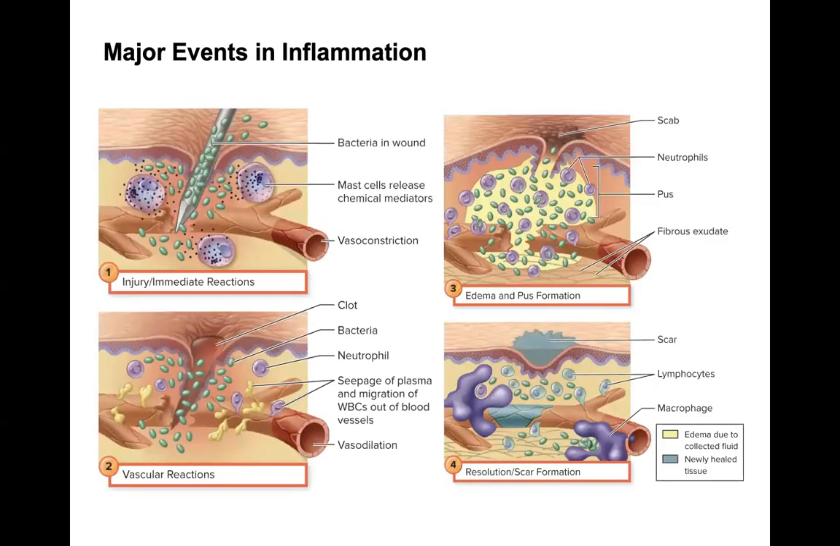And here we can see the major events that occur in inflammation. First, you have your injury and immediate reactions. When you damage the cells or damage tissue, they actually release chemicals that will cause vascular reactions such as vasodilation, which will increase blood flow to the area. The increased blood flow to the area will cause edema and pus formation. And then that will bring lots of white blood cells to sort of clean up the debris. And then you'll get resolution and scar formation as a result.